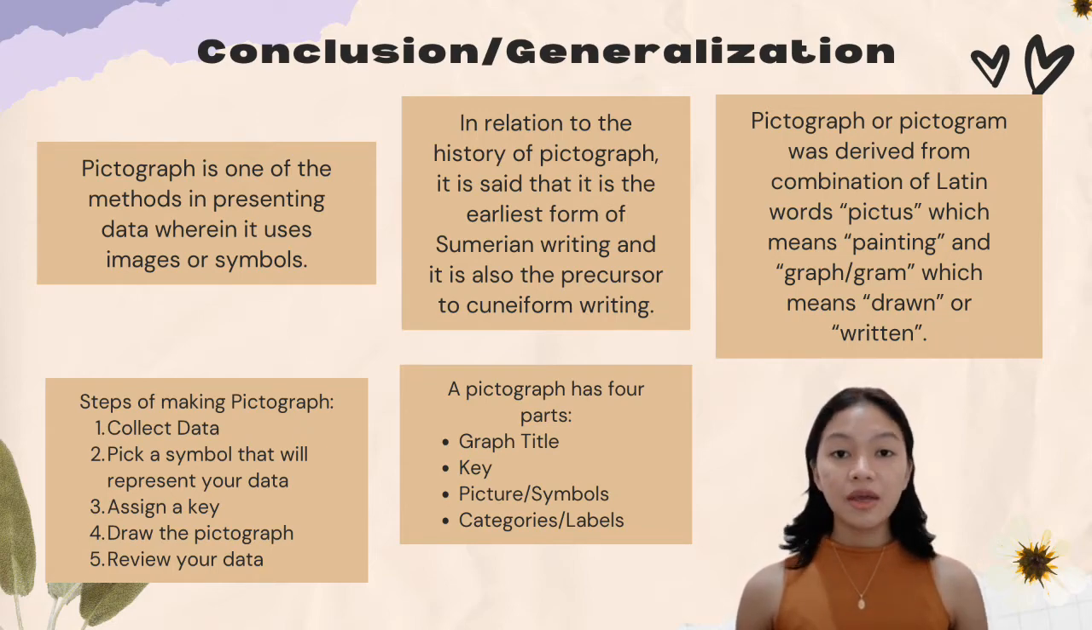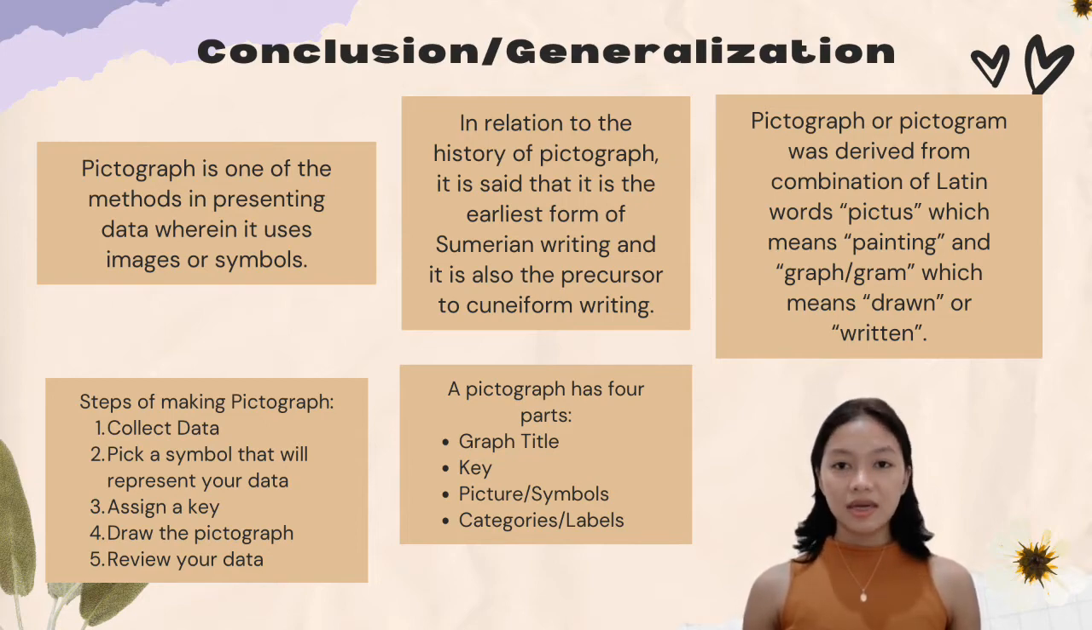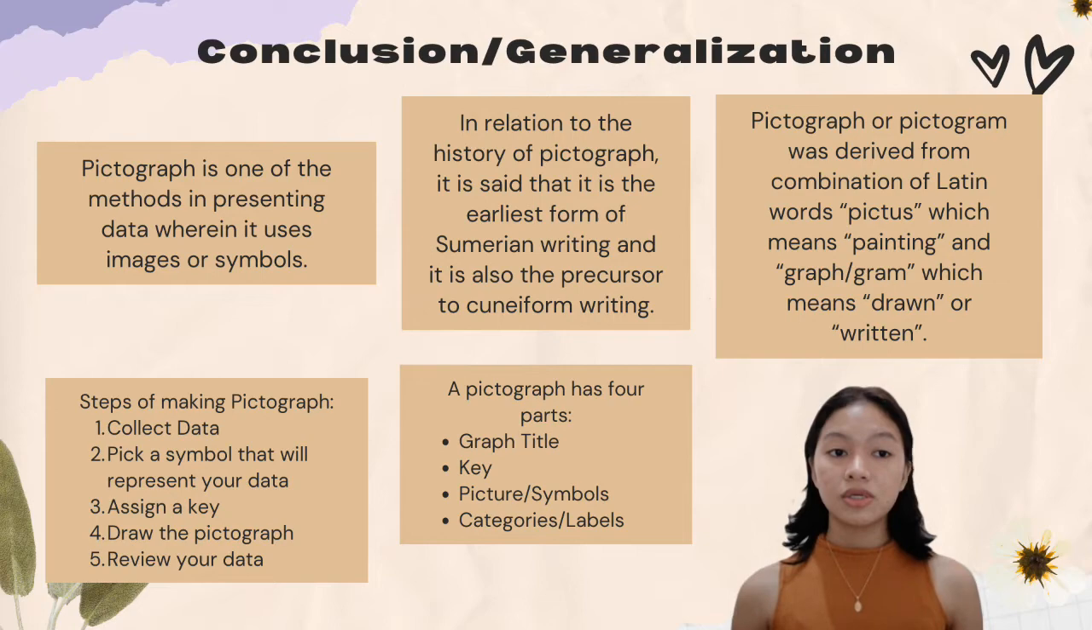In a pictograph or any other graphs, there is data that is presented and collected. A pictograph has 4 parts, namely the graph title, which is found at the top of the graph; the key, which is found at the bottom of the pictograph and is very helpful for readers to understand what the number of each picture stands for; the pictures and symbols, which are used to represent the amount of data collected; and lastly, the categories, which tell us the specific type of data.